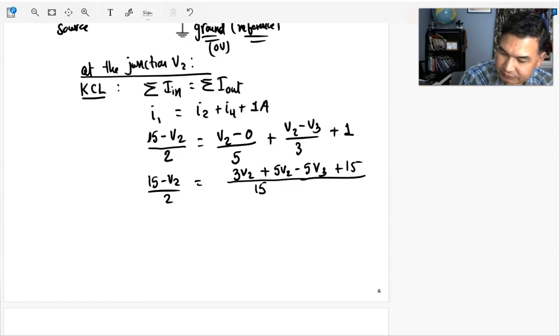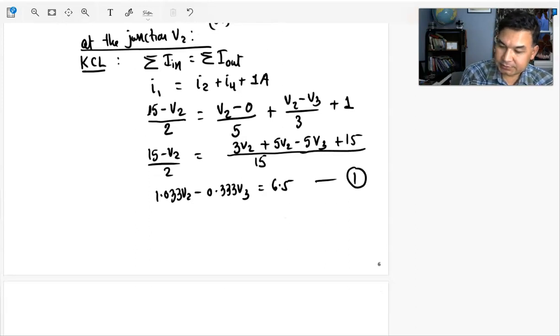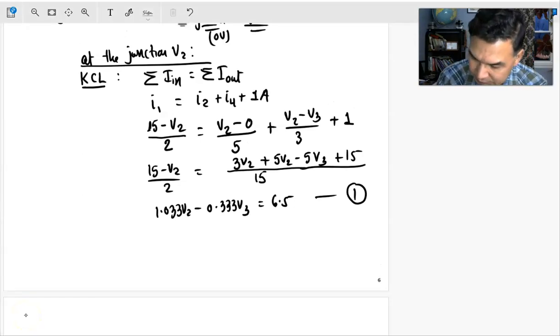So if you do that, I'm just gonna give you the number: 1.033 V2 minus 0.333 V3. You just need the coefficients, right? So this is, let's say, equation number 1, in terms of the coefficients.